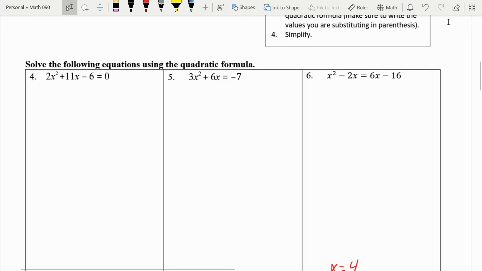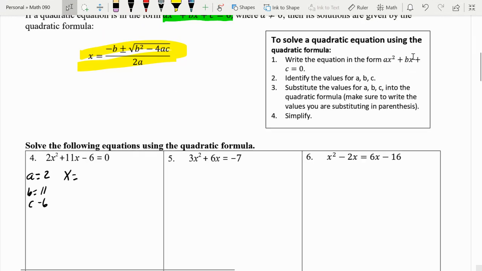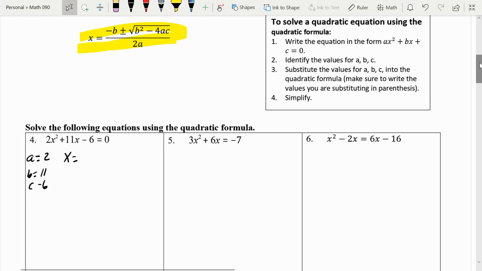So let's look at number 4. With number 4, a is 2, b is 11, c is -6. So you're plugging it into the formula. X is equal to, and again, here's the formula right there. I don't know if you're going to have to memorize it or not, but it's best to have it memorized. When you're plugging stuff in, always use parentheses. So b is 11, and there happens to be a negative in front, so make sure you don't screw that up.